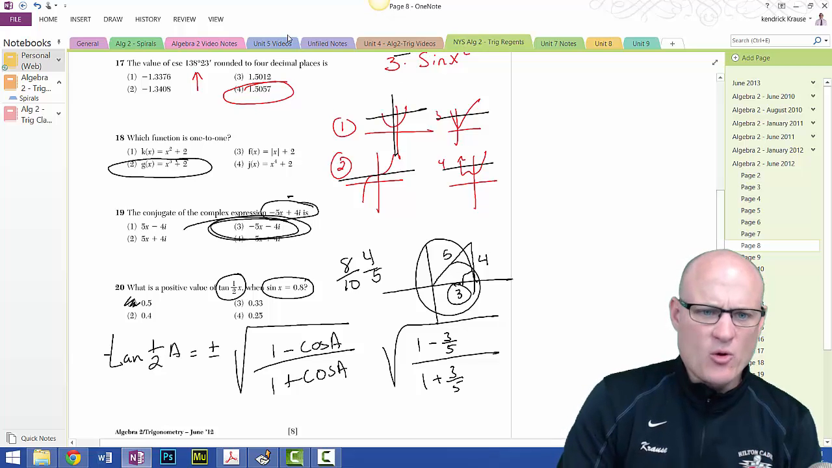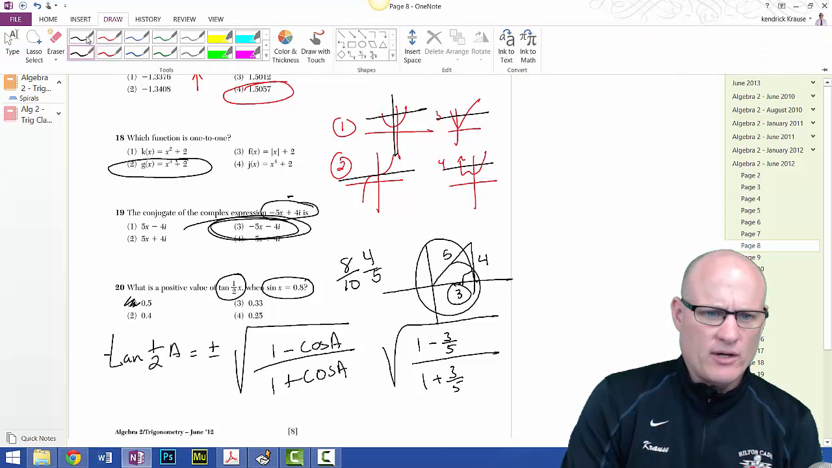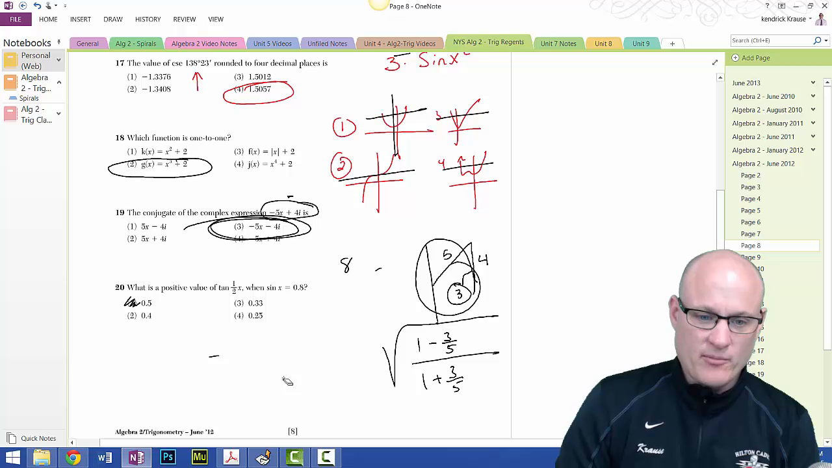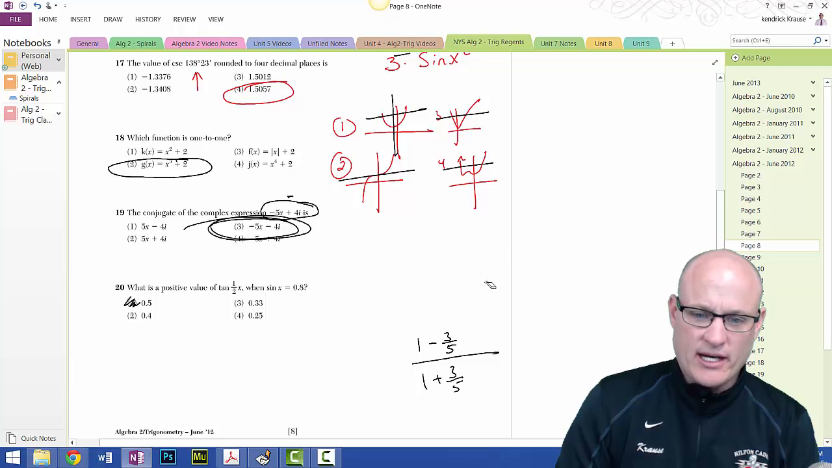Now, I think there's another way I could have done this problem. Let me erase all this. I think there's actually an easier way, because that's using the formula for the 1/2, and we always teach you to use that formula. But I think what I could have done is this.